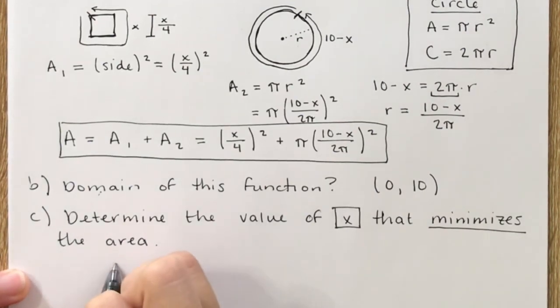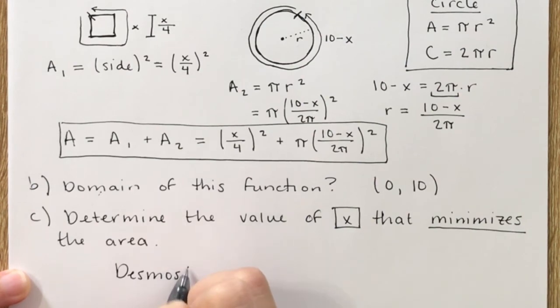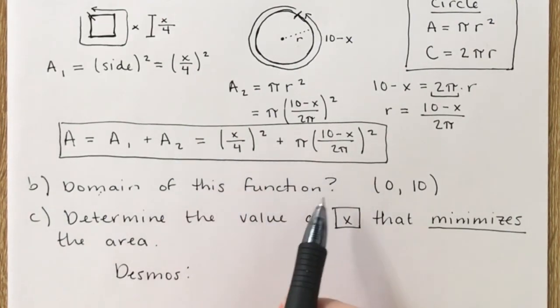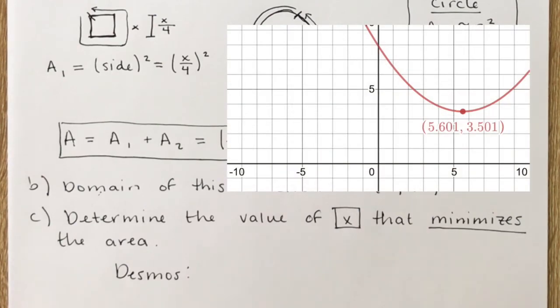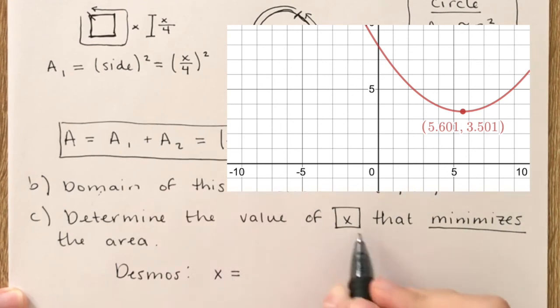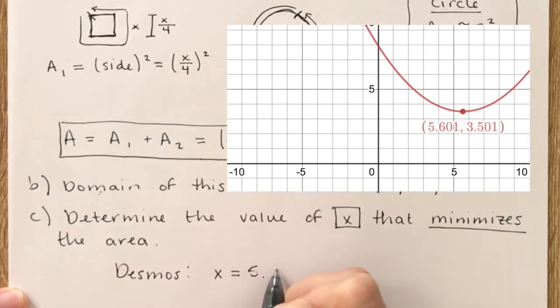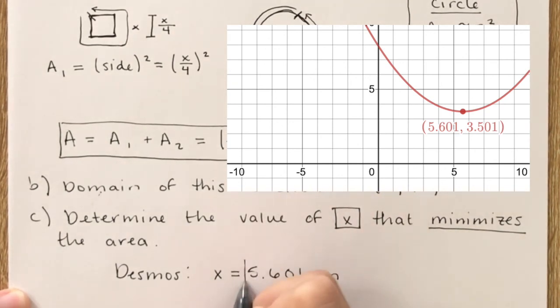If we look at Desmos, we get the following function. Looks like this. We plugged all of this into desmos.com/calculator. If we look at it, we see we have that point that gives us a minimum value. Of course, we want to make sure that it's within our domain. This is between 0 and 10, so this is good. We end up getting an x value, of course, we're looking for the value of x, of 5.601. And what are the units on that? Centimeters. And that is our answer.